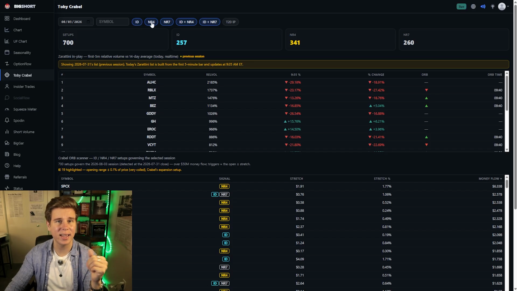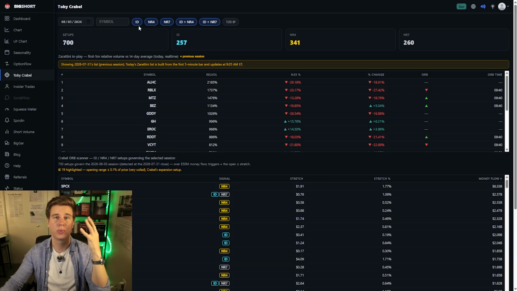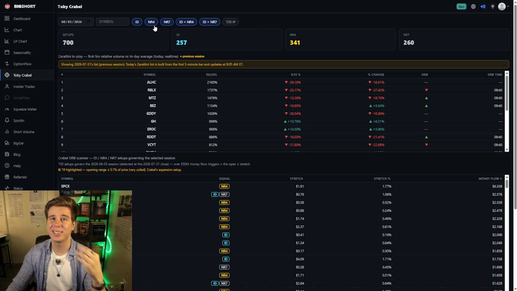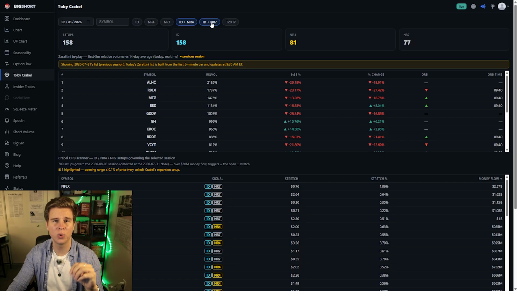ID means inside day, NR4 means narrow range 4, and NR7 means narrow range 7, which basically means that the day the indicator fired, number one, was an inside day. It was all the way inside the previous day's range. Number two, it is the narrowest out of the 4 previous days, including that day, or it's the narrowest of the previous 7 days, including that day. And then obviously ID plus NR4, ID plus NR7 combines those filters.